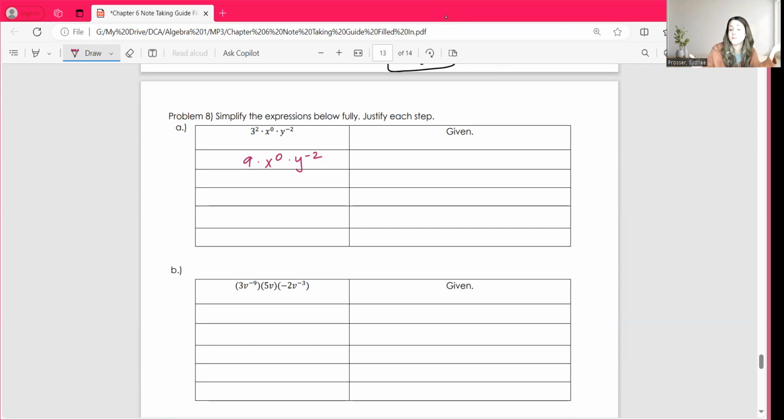And so my justification is exponent definition. Because that is the definition of an exponent. It tells you how many of a number to multiply by itself. Then I'm going to look at this expression and I see x to the 0. Well, I know x to the 0 is 1. That's the next thing I'm going to do. And that's the 0 exponent property.